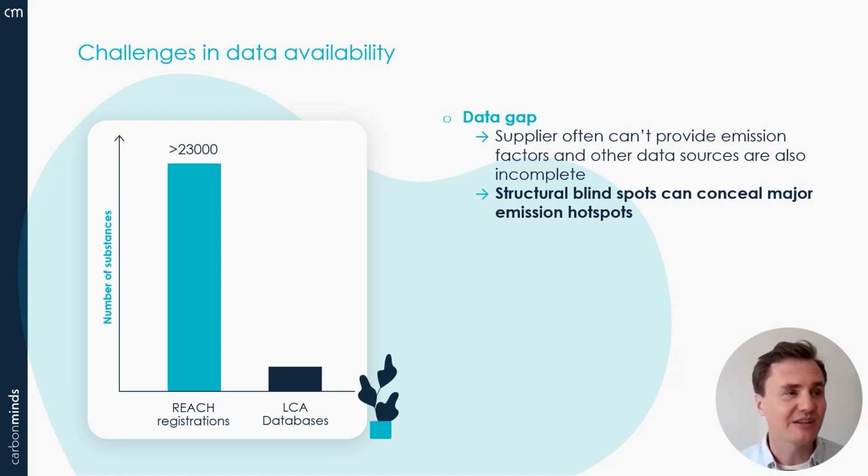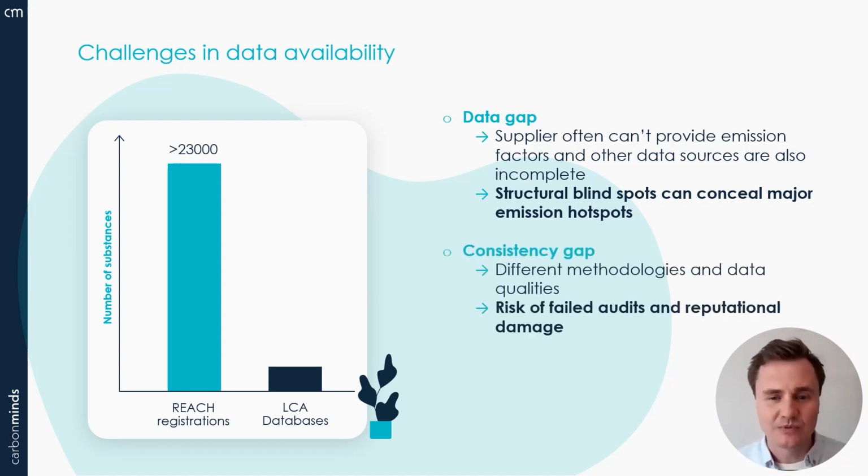Yeah, and this leaves us with, first of all, structural blind spots in our emission inventories, which could be a strategic liability, as they might cover the most important hotspots. But at the same time, we also have a consistency gap. If we collect data from different data sources, there might be different underlying methodologies that lead to very different data qualities. So data is not always compatible.